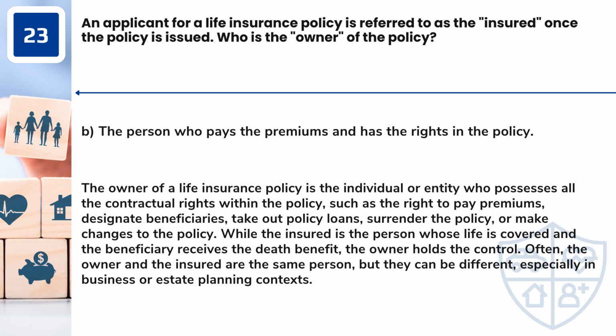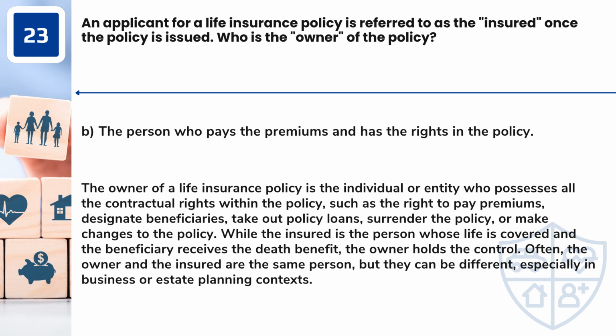Answer: B. The person who pays the premiums and has the rights in the policy. The owner of a life insurance policy is the individual or entity who possesses all the contractual rights within the policy, such as the right to pay premiums, designate beneficiaries, take out policy loans, surrender the policy, or make changes to the policy. While the insured is the person whose life is covered and the beneficiary receives the death benefit, the owner holds the control. Often, the owner and the insured are the same person, but they can be different, especially in business or estate planning contexts.